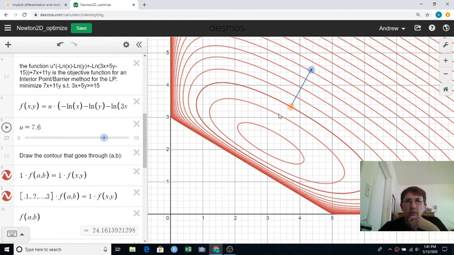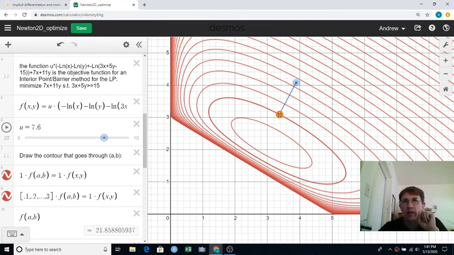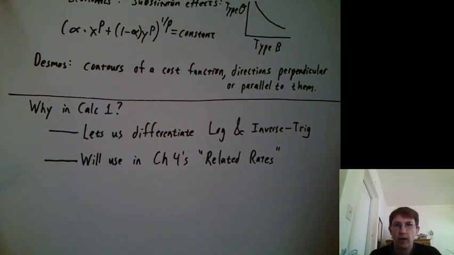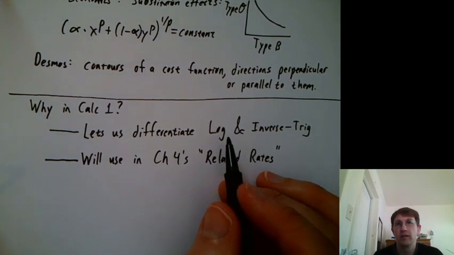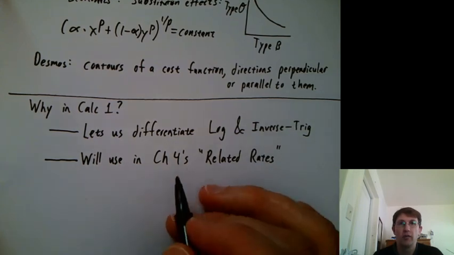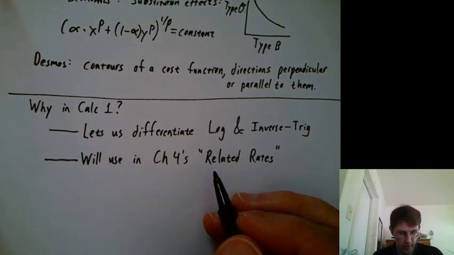There we go. And we might be asking, so this blue line says kind of which way to go to get larger costs the quickest, or if you go the other direction, to get smaller costs, and it's perpendicular to this contour. You could also imagine a tangent line to this contour, and that's more what we're going to be doing for implicit differentiation. So why are we doing this in Calc 1 when there's all that fancy stuff? Well, it lets us differentiate log functions and inverse trig functions. Basically, log is the inverse of exponential, so it's another kind of inverse. And we'll be using implicit differentiation in Chapter 4's related rates section. So let's launch into a small problem.